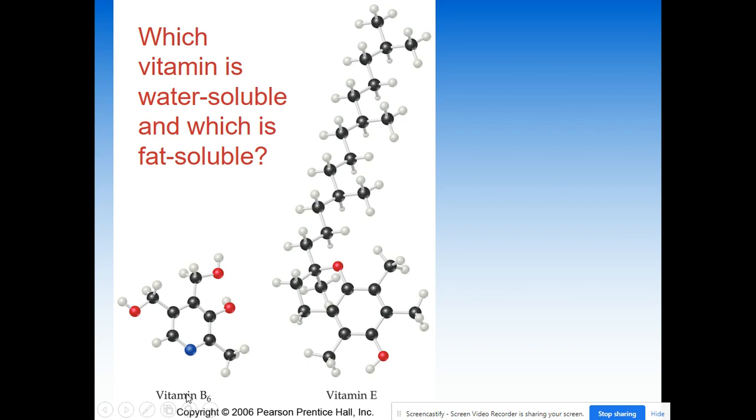Look at the same thing here. We see this molecule has a lot of polar portions for the size of the molecule. So this is going to be water soluble. Vitamin E has a lot of nonpolar regions, very few polar regions. So it's going to be fat soluble. So also the ratio of the polar regions to nonpolar regions will give you an indication if it will be water soluble or not when we're talking about vitamins.